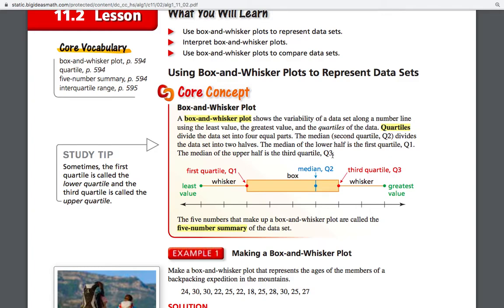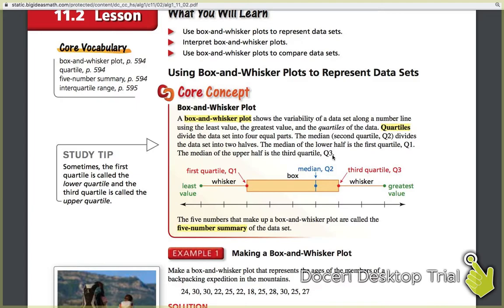So looking at box and whisker plot, really what it's doing is it's showing the variability of the data. And variability is just how spread out, where is it located, are there a lot of numbers lower, are there a lot of numbers higher, where's the median, right? A lot of information that can be seen by a box and whisker plot here.